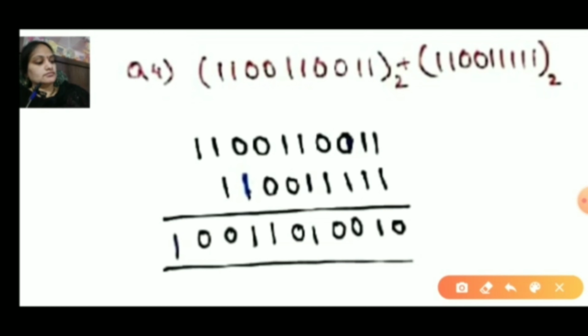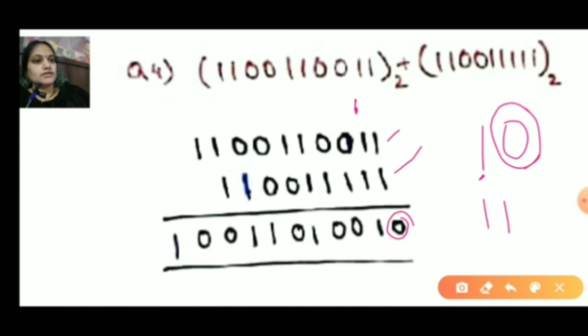Now add this 1 with this 1. 1 plus 1 is equals to 1 0. Now write this 0 here and 1 here. Now you can observe that we are getting 3 ones here. That means 1 plus 1 plus 1 is equals to 1 1. Now write this 1 here and again write this number here.